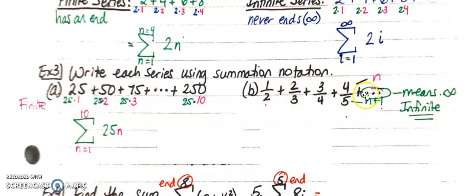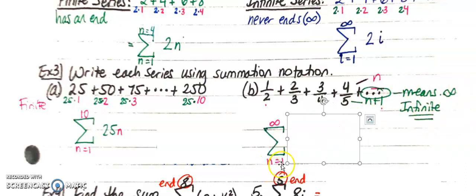Similarly over here, so let's take a look. Notice we have all of this plus dot, dot, dot. There's nothing after the dot, dot, dot, unlike here. That means this is an infinite series. So our summation notation will be starting from 1 and going to infinity.